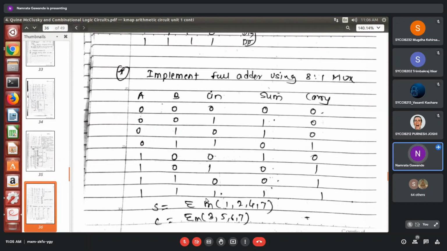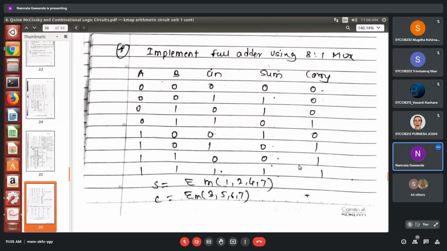You know this truth table, right? Once you know this truth table, what can you do? You can write the Boolean expression for this, right? How can you write the expression from the truth table? You need to form two expressions. One is for sum, another one is for carry. This is the truth table for full adder.